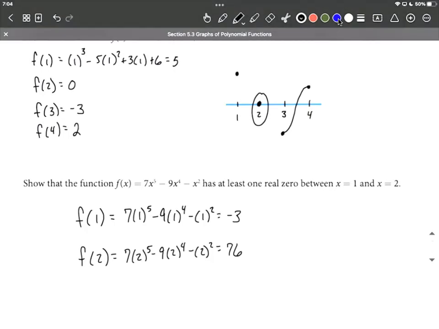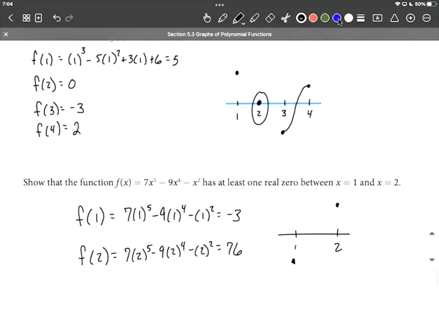So from that, we can say by the intermediate value theorem, because one's positive and one's negative, or at 1, we're below the x-axis, and at 2, we're above the x-axis, somewhere in between 1 and 2, we're going to get an additional value where our function is actually equal to 0.